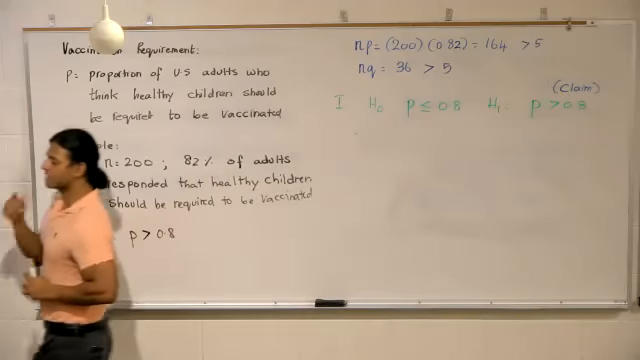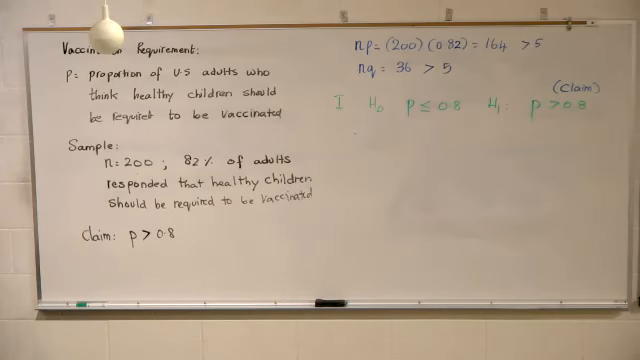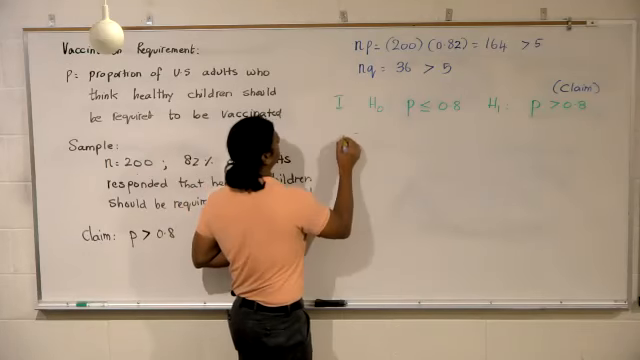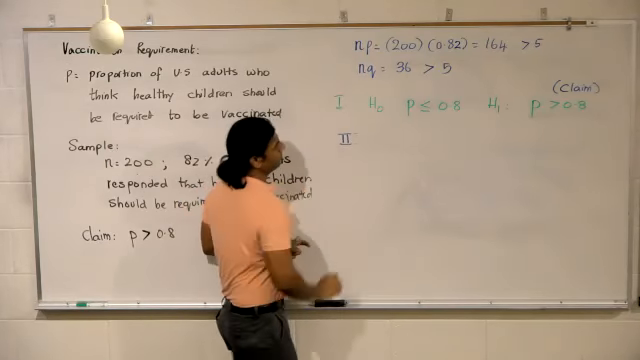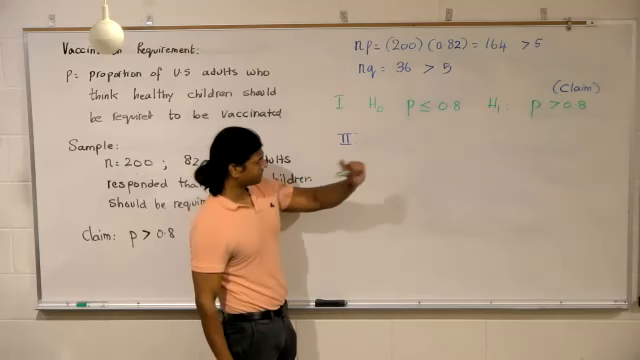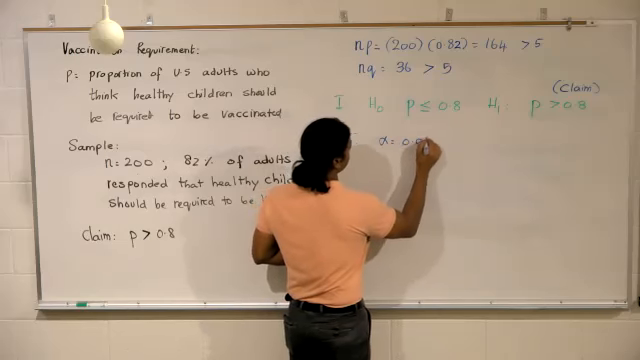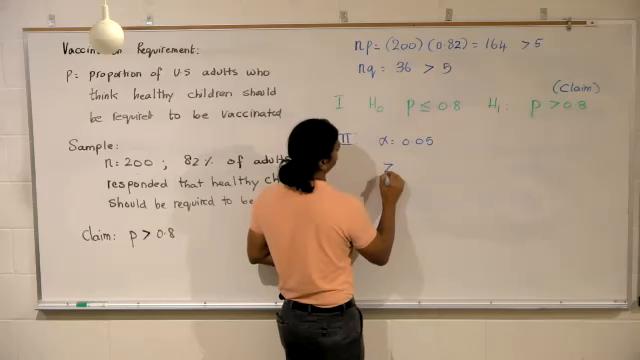So what type of test are we about to perform? Right. Big alpha was 0.05. So we're about to perform a right tail test with alpha as 0.05.